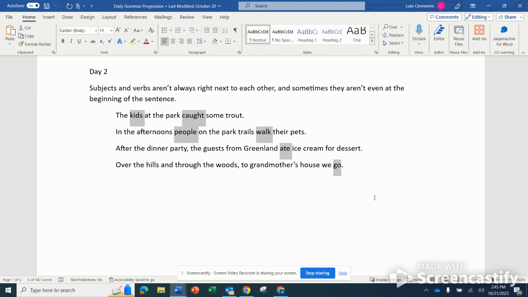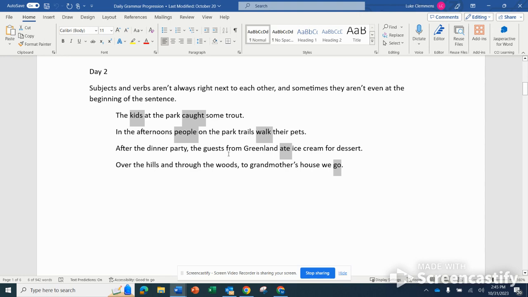We're going to talk about the difference of doing the action of the verb versus receiving the action of the verb. So in this case, who's doing the action? Who's walking these pets? People. People are doing the action of walking the pets. The pets are being walked, and we'll go more into that later, because that's going to get into something called direct object, and that's a few days from now. So people is the subject, because people are doing the action of walking the pets.